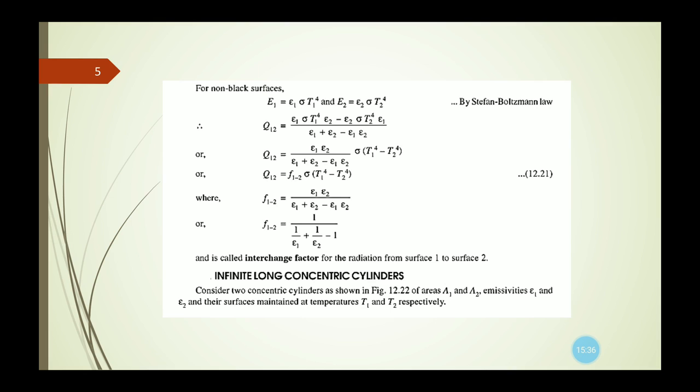So this is the way we can derive the equation of the interchange factor and the net flow of energy from surface 1 to surface 2 per unit time in case of infinite parallel planes, which are non-black bodies. Now let us discuss the heat flow in case of the infinite long concentric cylinder. So till now we have discussed the heat energy exchange for infinite parallel planes. Let us now discuss that heat energy exchange in case of the infinite long concentric cylinder.